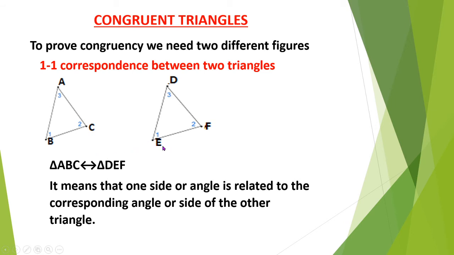BC will be congruent to EF, and angle B is congruent to angle E because they are corresponding angles. Angle C is congruent to angle F as they are corresponding angles, and then angle A is congruent to angle D because they are corresponding angles of these two triangles.